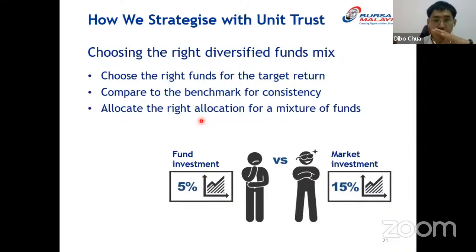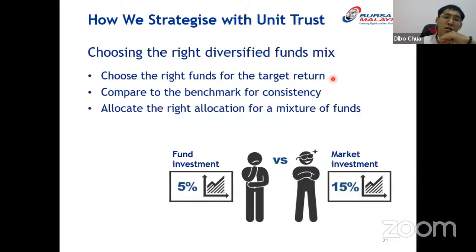Or if you don't want to have so many funds, because it's very troublesome and you have to do a lot of work, you can just go for a balanced fund, but choose the right one. This is what we mean by the right diversified mix. Choose the right fund for the target return. If you want a higher return, of course, you have to put more into specialized funds, like a technology fund and so on.